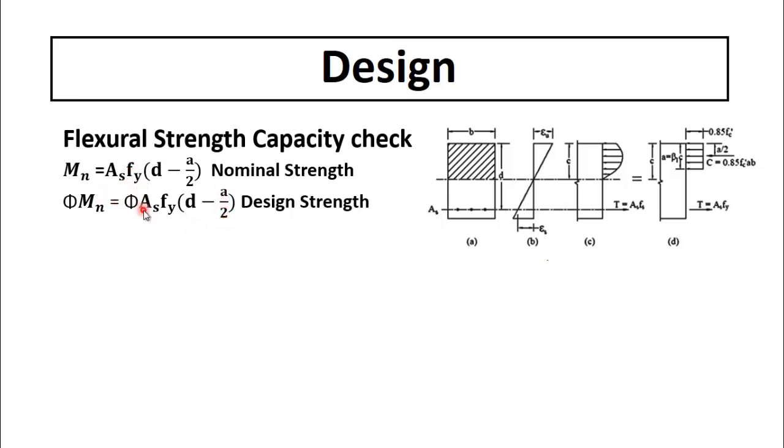This phi is the strength reduction factor. As we have already discussed, the ACI method is based on the strength design method. So in the strength design method, the strength or the capacity is reduced. For flexural design of a beam, the value of phi is 0.9. For a safe design, to avoid failure, this design strength must be greater than Mu, which is the bending moment, which we have already determined in the analysis step.